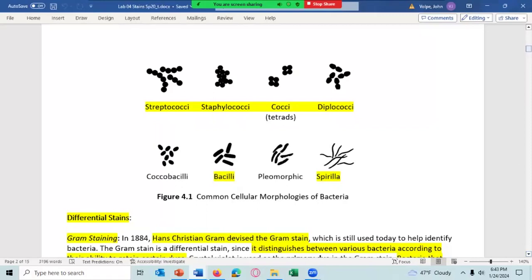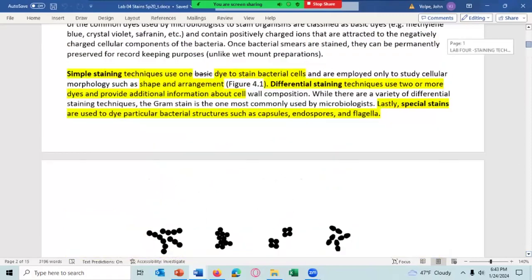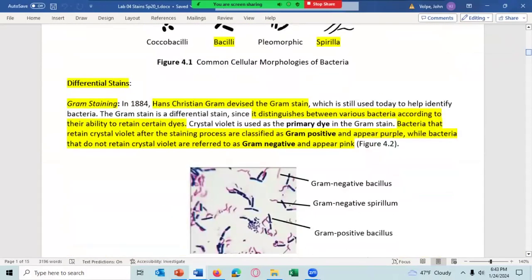So differential staining differs from simple staining. In simple staining, we're only staining all of the cells with one dye. In a differential stain, you typically stain the cells with two dyes, although that is not always the case, so it's not required. The gram stain is the most commonly used differential stain in microbiology.